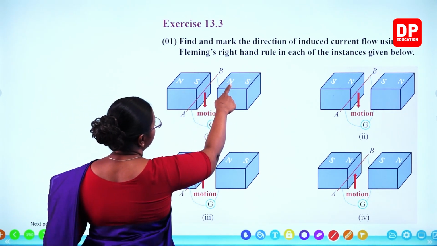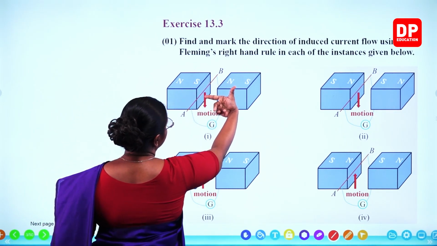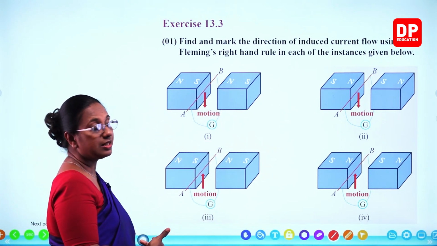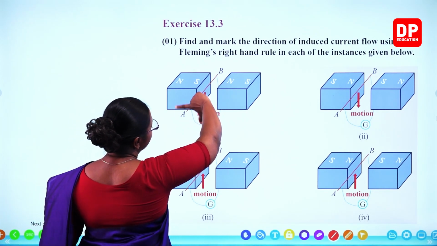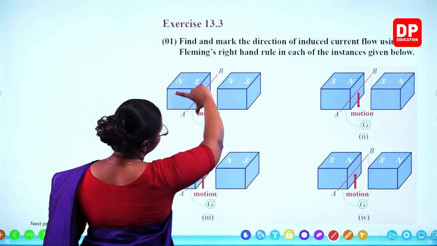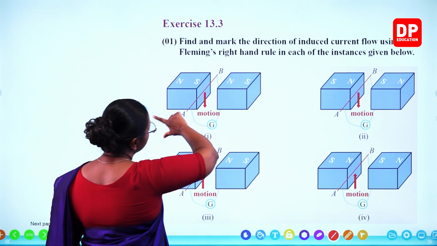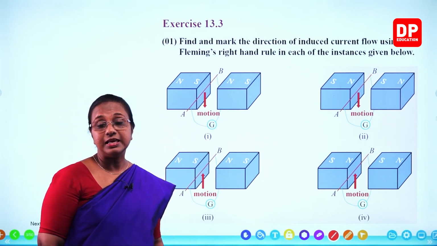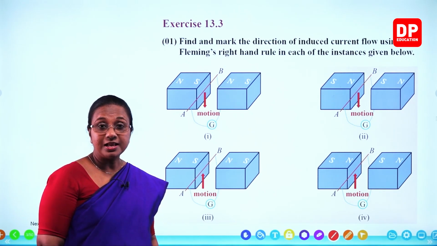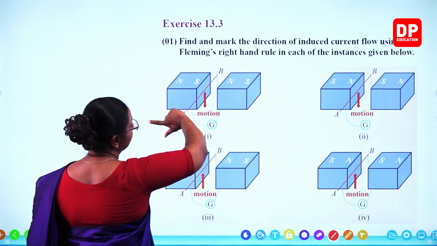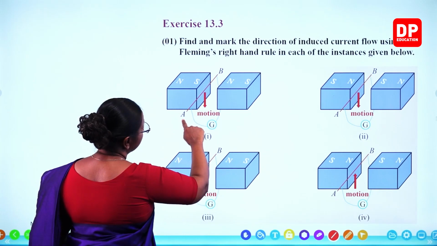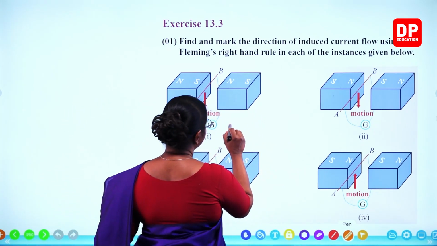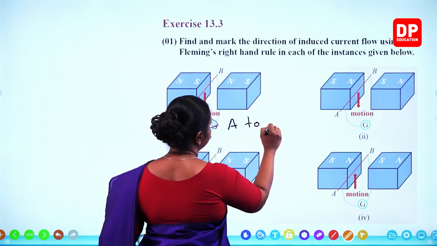So now here you can see north to south. The field has to be this way. What is the direction of the motion? It is down. So field is this way, motion is down. If you consider the conductor AB, what is the direction of the current flow? It's going to be like this, inwards. So it will flow from A to B.